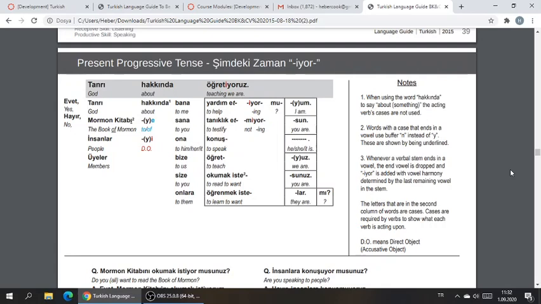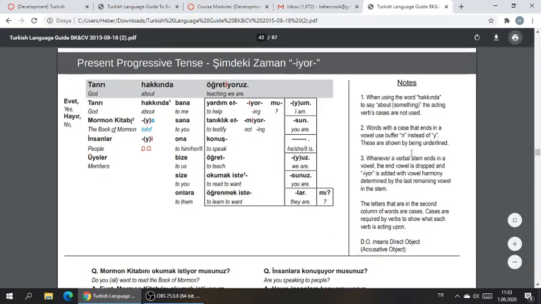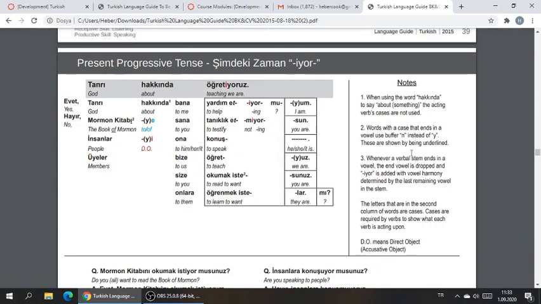you put the yor directly onto it. So for example, the word okumak, to read, take off the mak, you're left with oku. Instead of putting vowel harmony in there, all you have to do is put the yor and then the personal suffix. So how would you say siz, as in you guys are reading? Siz okuyorsunuz.